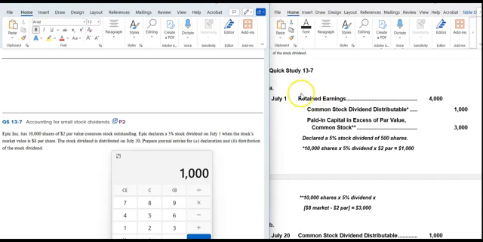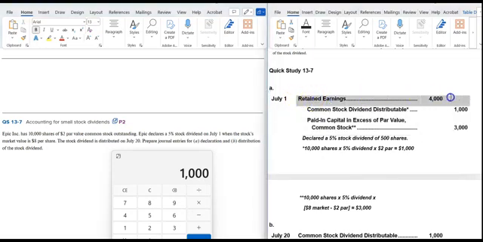Okay, so that happened on the declaration date. Retained earnings decreased to fund the dividend. We have set aside or obligated some common stock to be distributed, and we recorded the excess being paid in from profits into the paid-in capital in excess account.